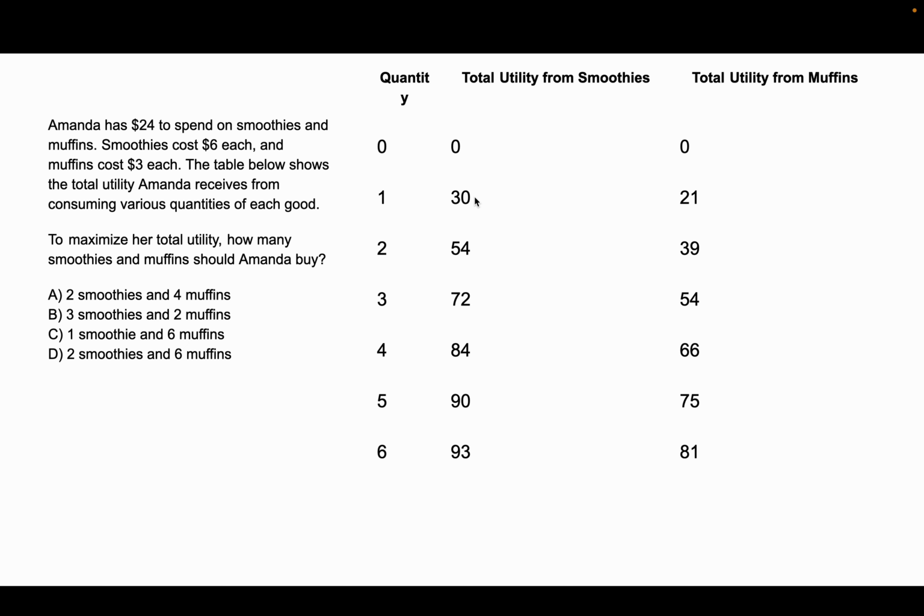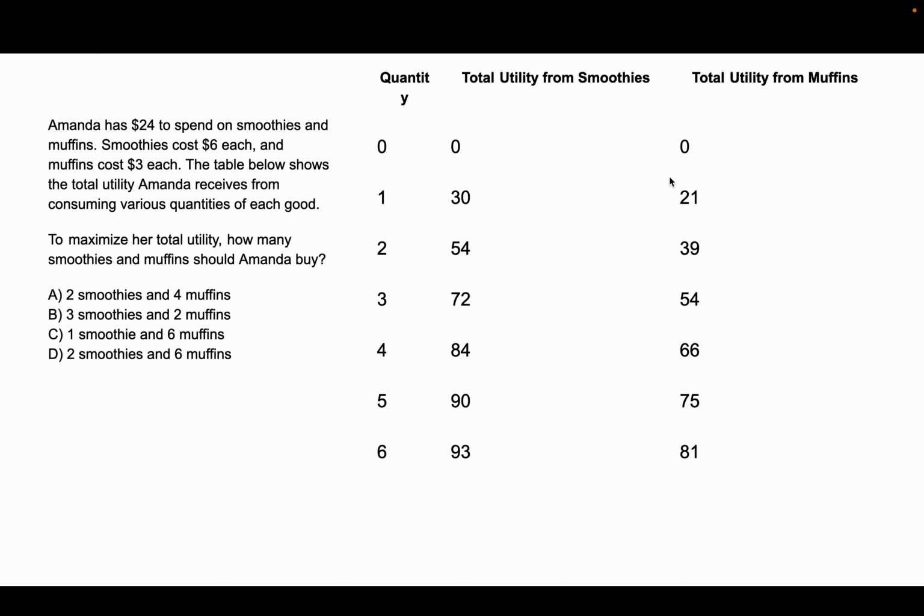5 marginal utility per dollar here, because 30 divided by 6 is 5. And 5 marginal utility per dollar here, 15 divided by 3. What do we do then? Then we buy, if we have enough money, we buy both. So we have 3 muffins and we have 1 smoothie.